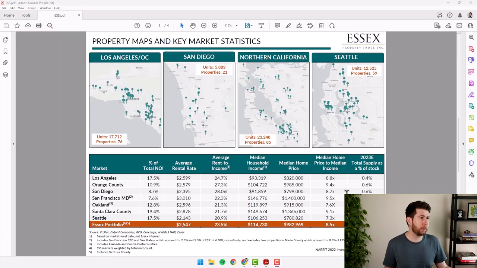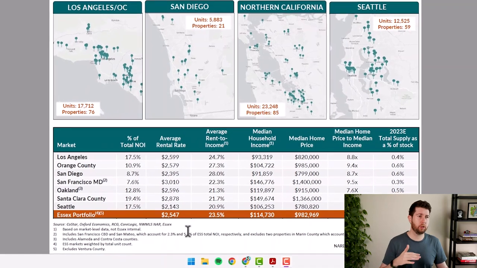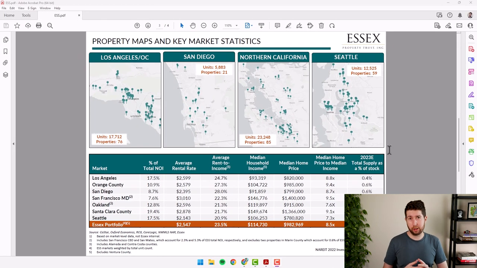And if we take a look at the type of apartments that they have, this is the map of the biggest areas where they have apartments. We are talking about premium properties because the average rental rate is $2,500 a month, which is anyway in line with the area, but you know, quite expensive areas. So let's check now if ESSEX satisfies my criteria.